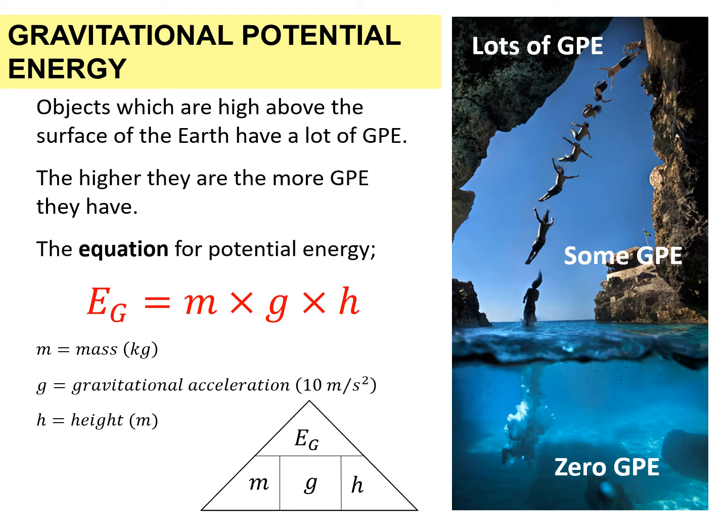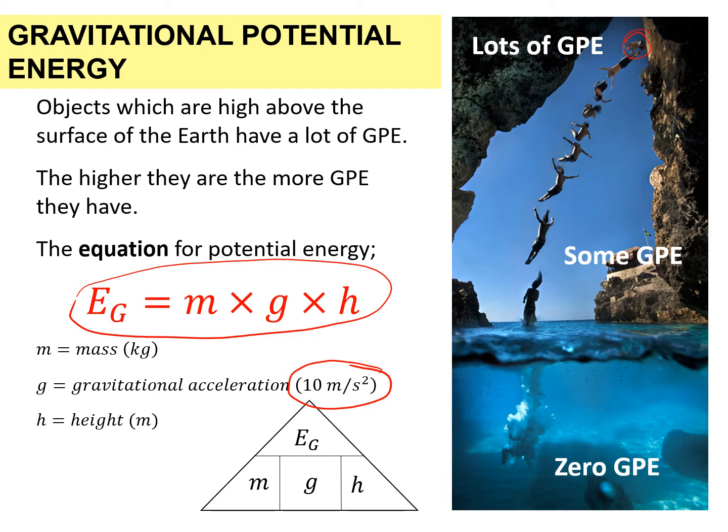The next type of energy is gravitational potential. Now, if you look at the picture up here, we've got somebody who's jumping off a cliff into the sea, so they're up high. They've got lots of gravitational potential energy. So objects which are high up above the surface of the Earth have a lot of GPE. The higher they are, the more GPE they have. Here's the equation. This is a more straightforward equation. EG, which is energy gravitational, equals mass times G times H. So M is the mass, G is gravitational acceleration. You can take that to be 10, and H is the height.